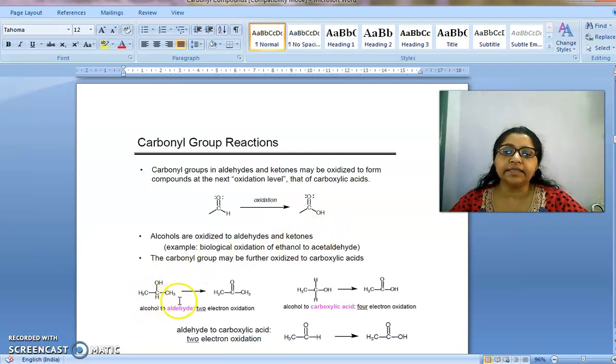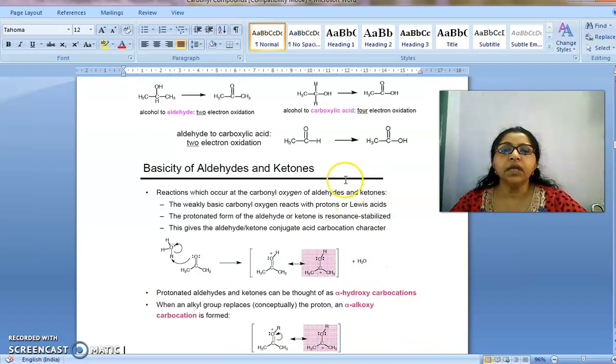Whereas if you take a secondary alcohol, it will oxidize itself to ketones. Whereas primary alcohols will oxidize themselves to a carboxylic acid group. So we have to be choosy about the oxidizing agent to form an aldehyde from a primary alcohol, because a primary alcohol will be uncontrollably oxidized to carboxylic acid group with a general type of oxidizing agent.